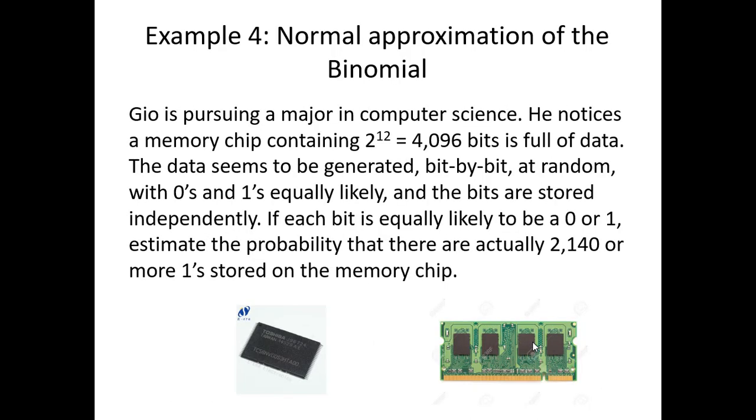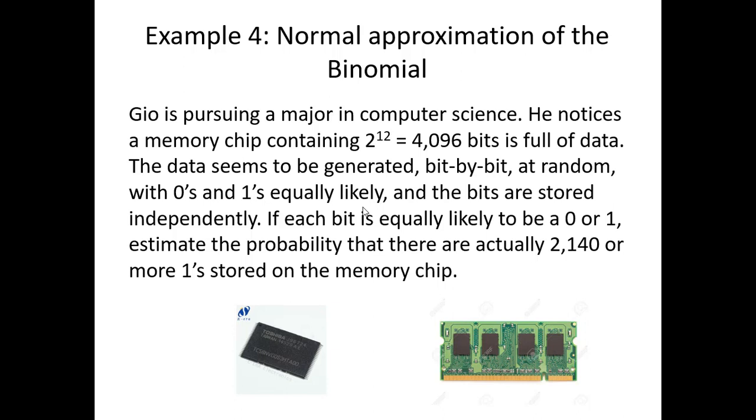Okay, moving on. Let's take a look at a problem requiring us to use the Central Limit Theorem. This is sometimes called a normal approximation of the binomial. Let's say Geo is pursuing a major in computer science. He notices a memory chip containing 2 to the 12th, which is 4,096 bits, is full of data. The data seems to be generated bit by bit at random with zeros and ones, equally likely, and the bits are stored independently.